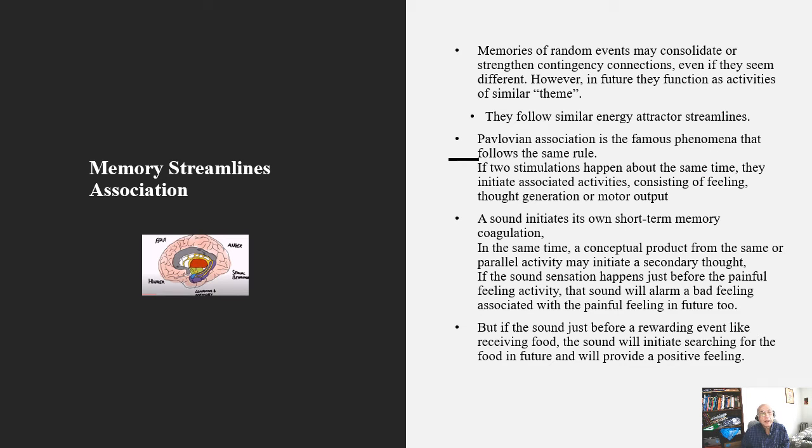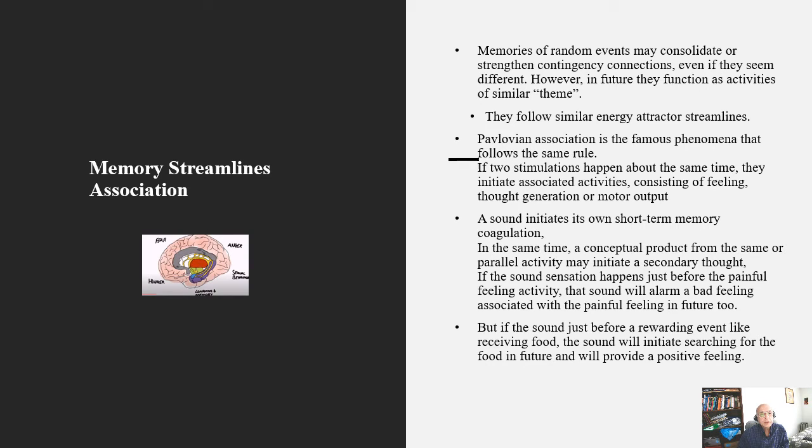Memories of random events may consolidate or strengthen contingency connections, even if they seem different. However, in future they function as activities with a similar theme. They follow similar energy attractor streamlines.